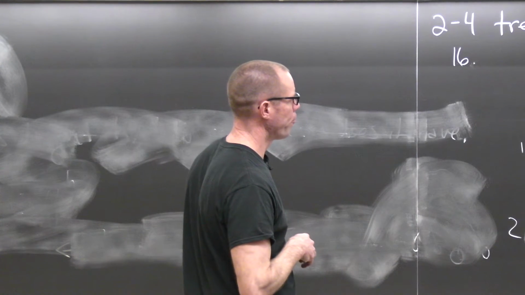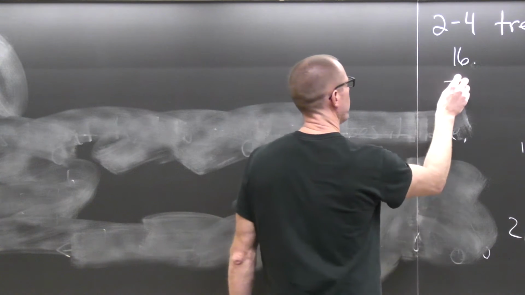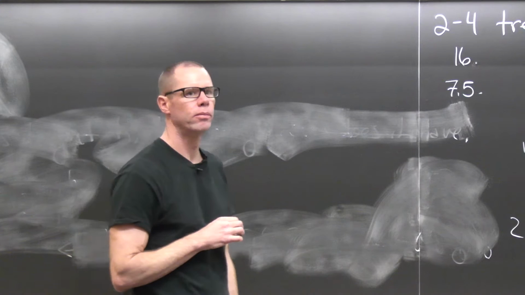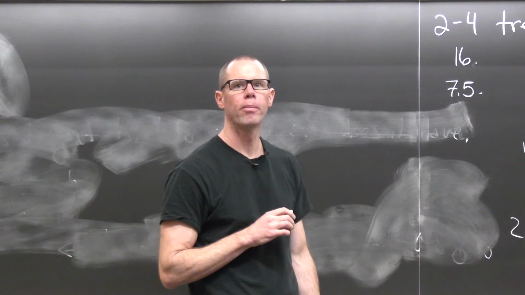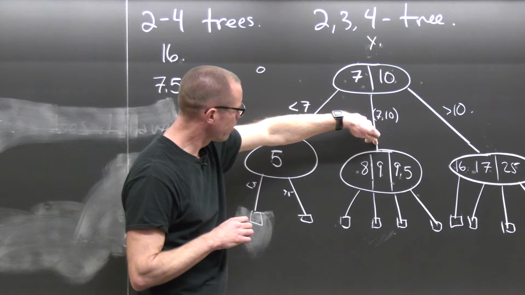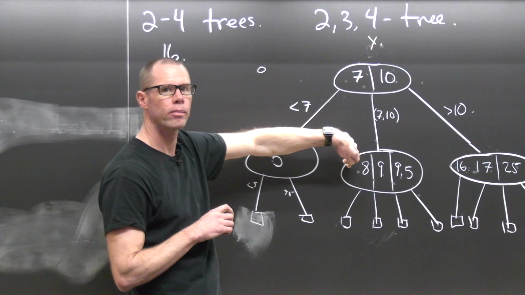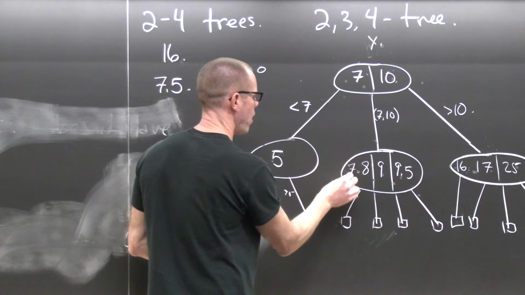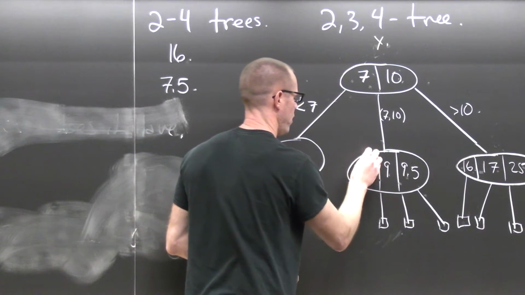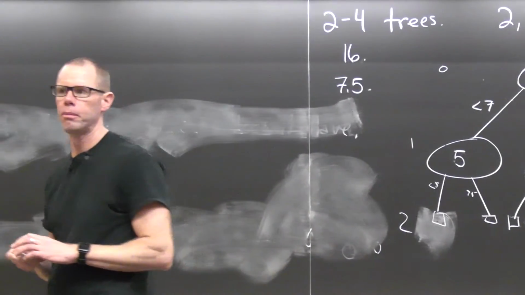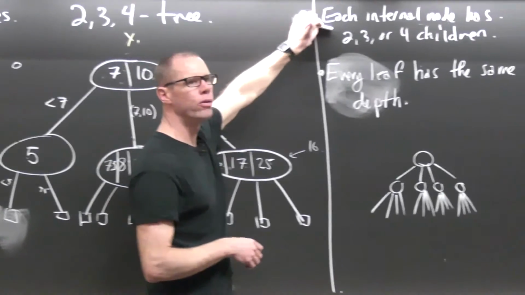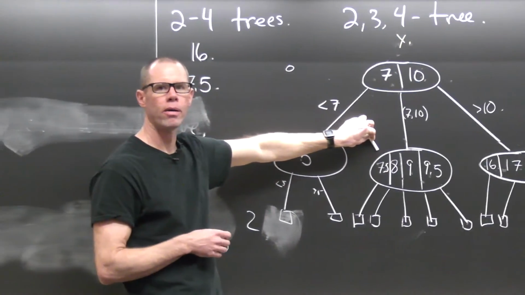Let's try another one. Let's try 7.5. Where does that go? It's between 7 and 10, so I go down here. But it's before 8, so it should go here. Okay, so 7.5 goes there. Is that good? Remember, there's two rules here. Every internal node has 2, 3, or 4 children. This one has 5 children now. So that's not good.